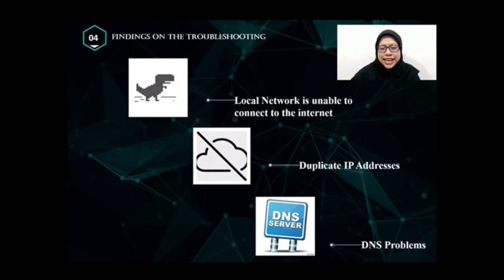Third, DNS problem. Usually, errors such as the network path cannot be found, the IP address could not be found, or the DNS name does not exist can be traced to a DNS configuration. The NSLookup command line utility can be used to quickly view DNS settings for a workstation.